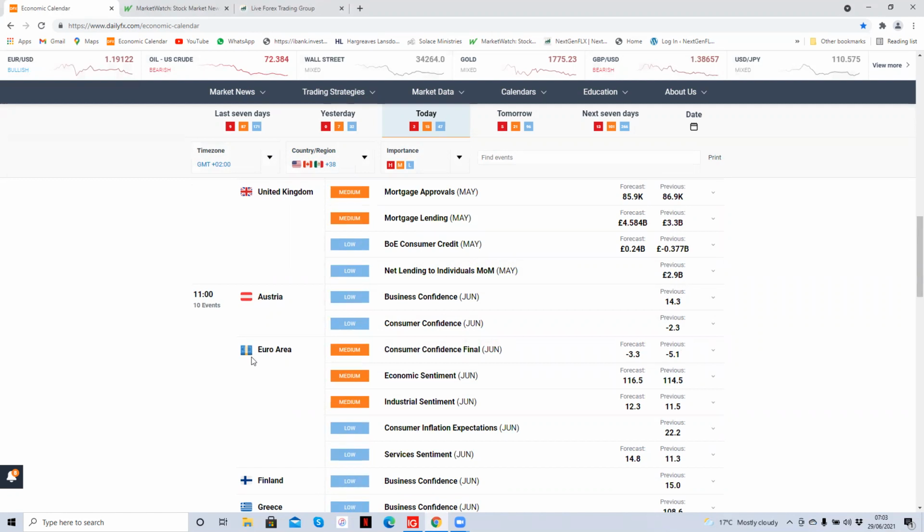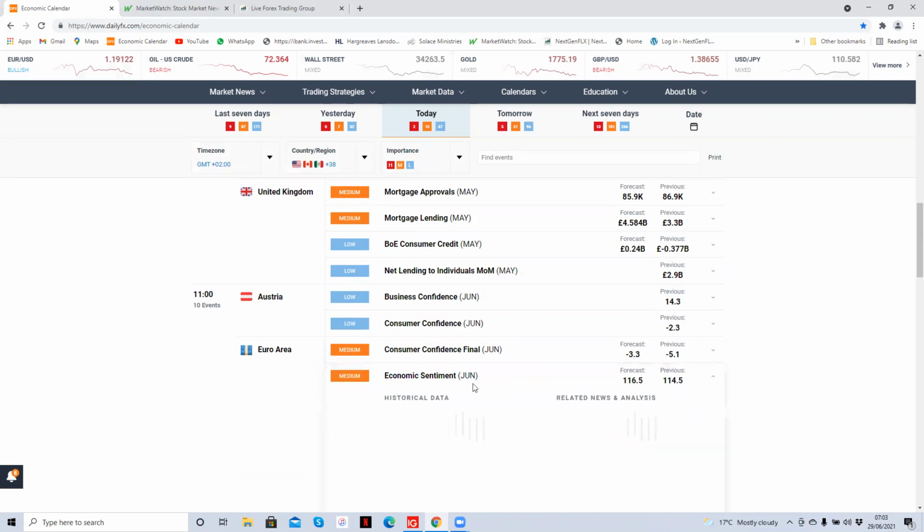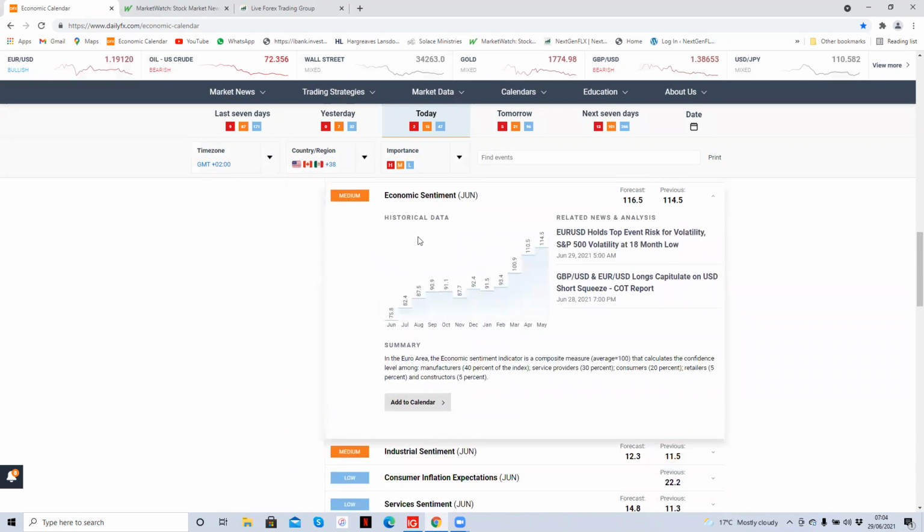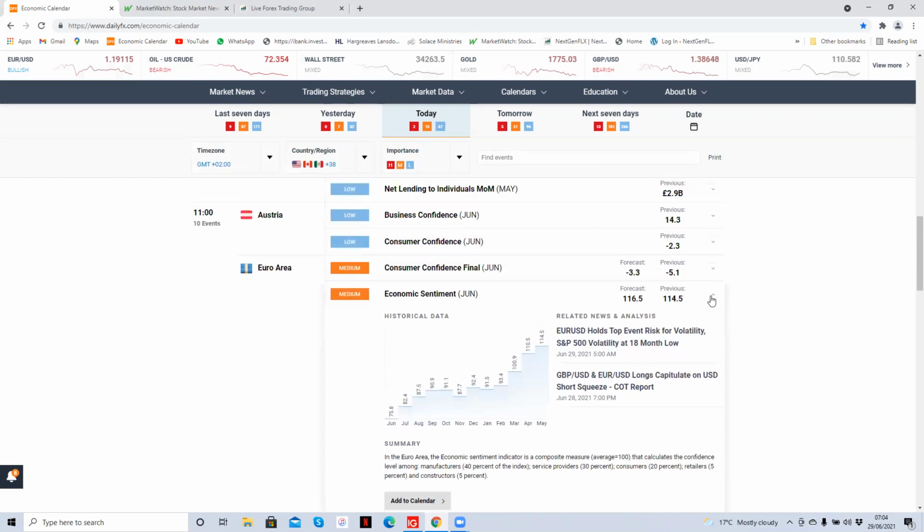And then at 11 o'clock, the Euro area, since we're trading the Euro-US dollar, we've got these reports of medium importance: consumer confidence, final economic sentiment, industrial sentiment. Again, I wouldn't worry about these reports. But if you're new to trading, it's best you check what these reports are about. You can Google them, find out about them, and then you can decide whether you want to be cautious trading prior to them or not.